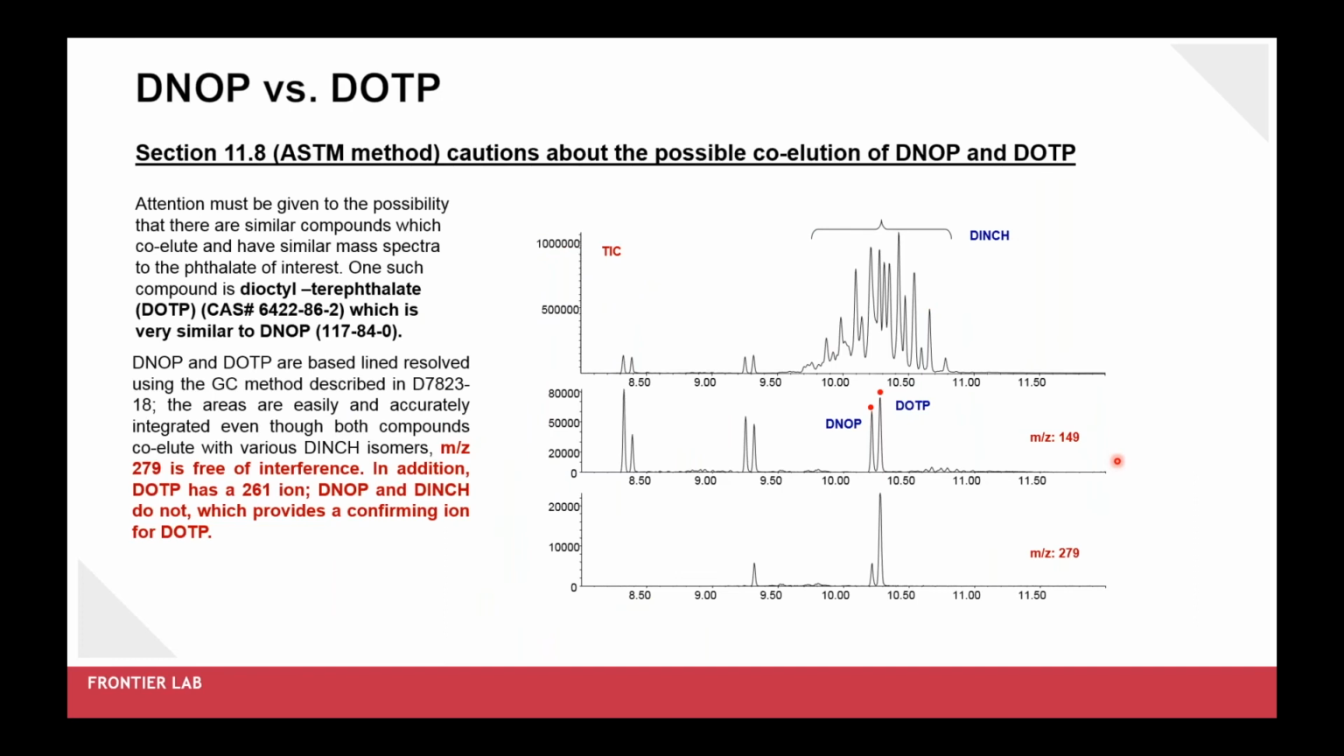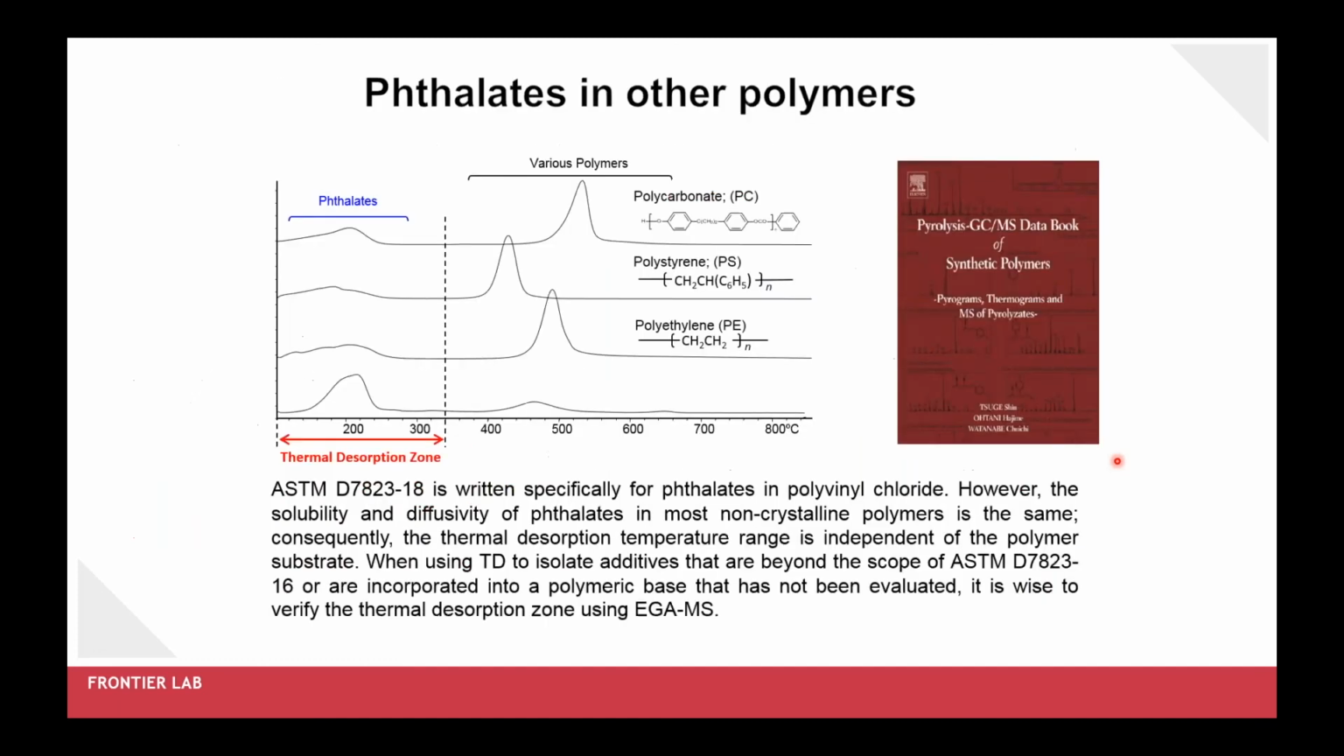DNOP and DOTP closely elute. So again, that's an example where we have to just be aware of interferences. And in this case, we're able to separate those by using different mass to charge ratios. So there's a previous case I showed you where GC provided the separation, and in this case, a very close case in which the MS selectivity provides the separation.